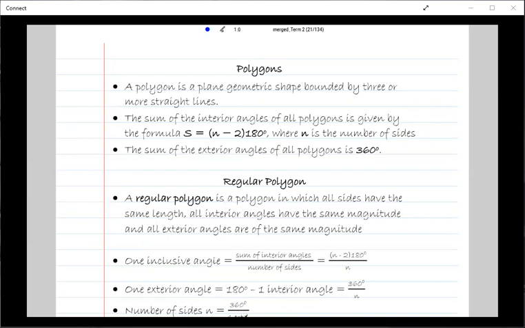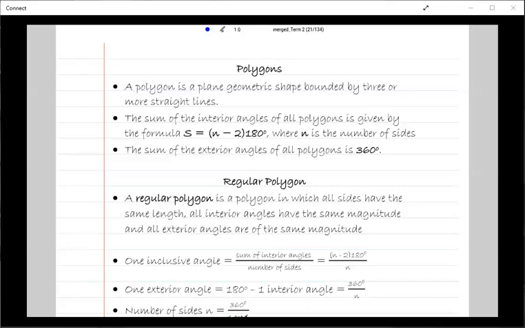Continuing. Now, the sum of the interior angles of all polygons is given by the formula S is equal to (n minus 2) multiplied by 180 degrees. Now here, n in the formula stands for the number of sides. So if I want to find out the sum of the interior angles of a triangle, I would take out n and I would put 3.